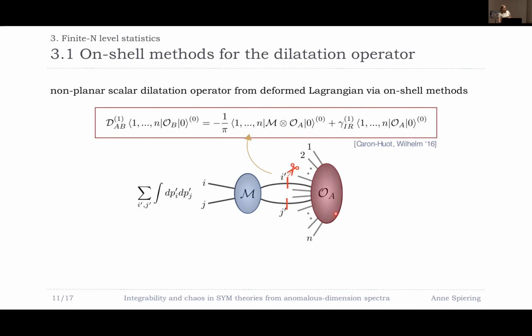So I have a form factor of the operator O_A, and two of its external states scatter with the scattering matrix of the theory. And here, those red lines denote that I put the intermediate states on shell, and then I integrate over the on-shell momenta and sum over all possible intermediate states. And so this relation says that the action of the one loop dilatation operator can be obtained from the one loop unitarity cut of a form factor.